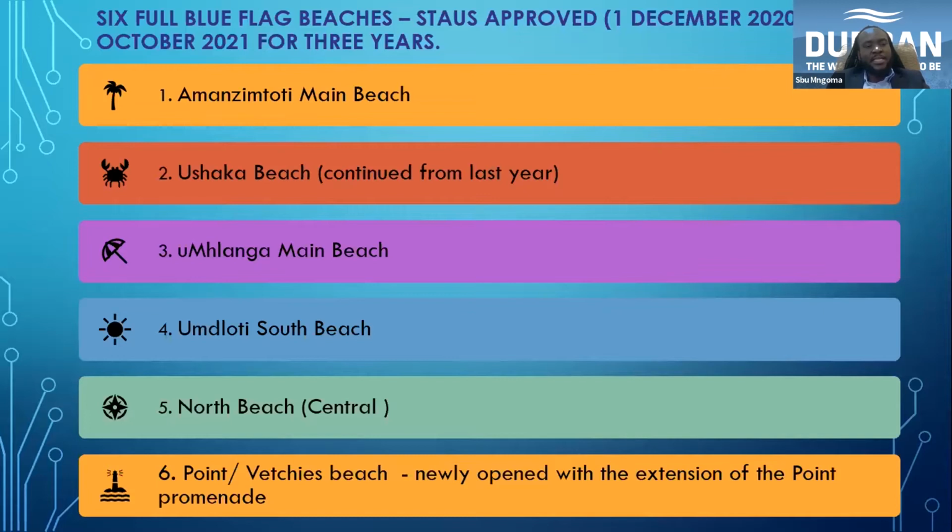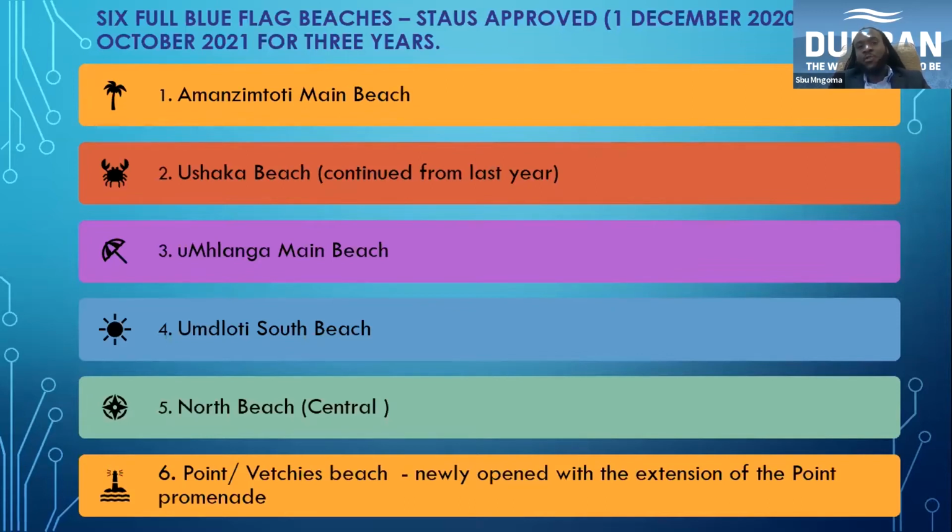Some of the successes, just briefly, that we have looked at as part of our tourism recovery plan is we now have 6 blue flag status beaches. We are a coastal destination. I mean, we know that within South Africa, we are a favorite when it comes to people wanting to go to the beach. They come down to Durban.